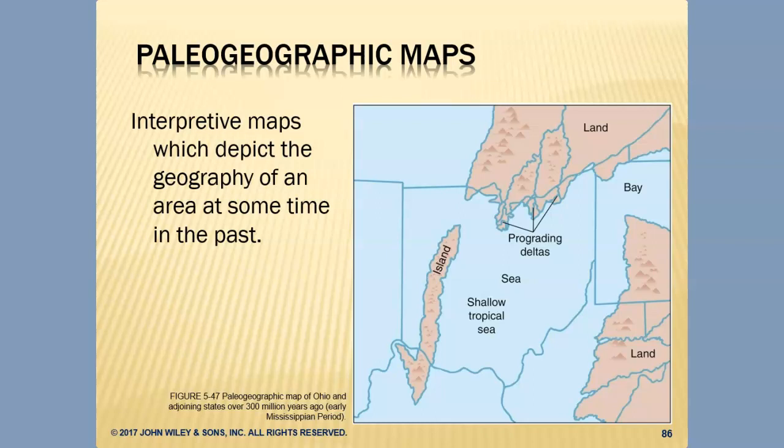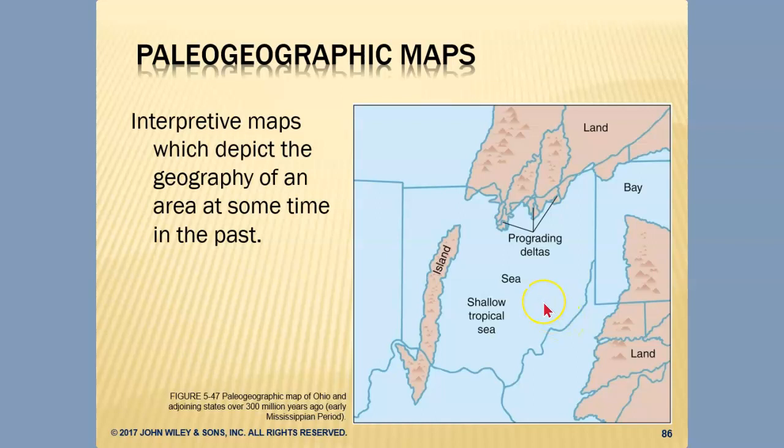Anyway, so this is a paleogeographic map, and it's an interpretive map which depicts the geography of an area at some time in the past, showing where there was an island, where there was a delta, based on the evidence we see in the rock record. Notice how Ohio had a shallow tropical sea at this time. This is, of course, the Mississippian period.